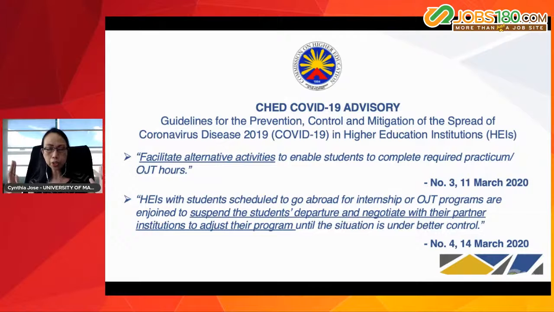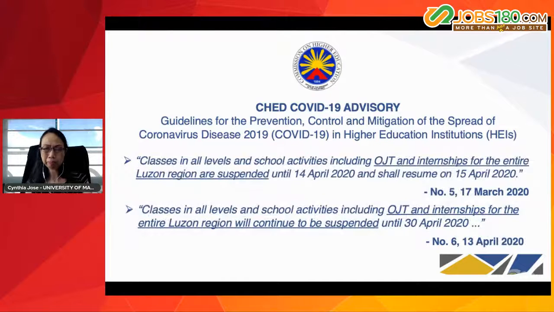So the teachers just gave the students alternative activities so that they could finish their practicum, or they adjusted it: okay, let's reduce it, instead of 500 hours, 400 is okay. And even those students scheduled to leave abroad were suspended. No one was allowed to go abroad, and schools were to negotiate with their partner institutions to adjust their program. So this was on March 14.